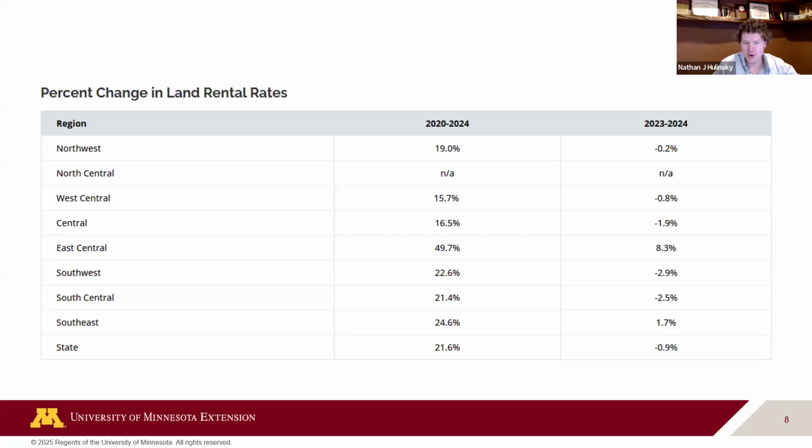If we move on to the far right side of the table, central Minnesota dropped about 2% on average from 23 into 2024. The state as a whole dropped about 1% on average from 23 into 2024. The 2025 data will be published, kind of early springtime, and I anticipate a similar trend line as what we saw from 23 into 2024. Land rents very flat, not much for increases. Some decreases across the state will be seen.